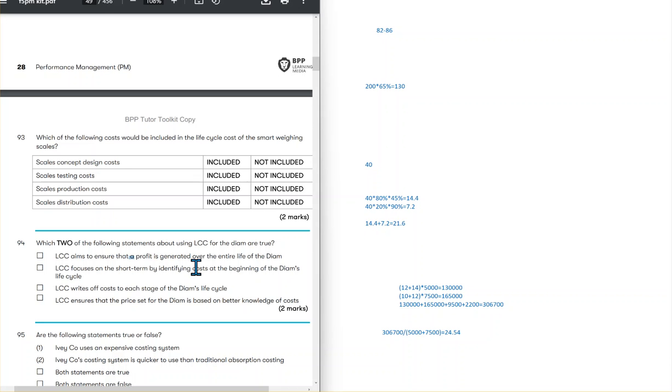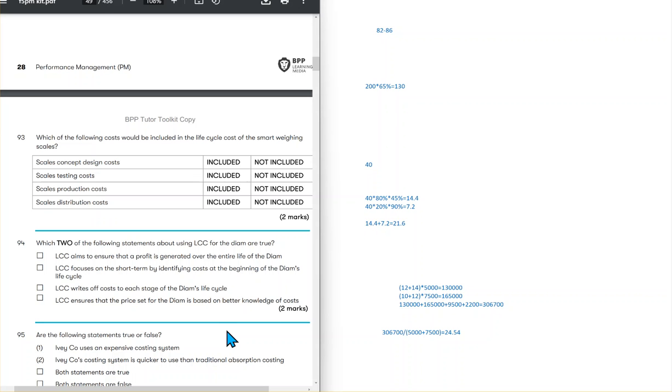Which two of the following statements about using LCC for DM are true. Remember, LCC means life cycle costing. LCC aims to ensure that a profit is generated over the entire life of the DM. LCC focuses on short term by identifying costs at the beginning of the DM's life cycle. LCC writes off costs to each stage of the DM's life cycle. LCC ensures that the price set for the DM is based on better knowledge of the costs.